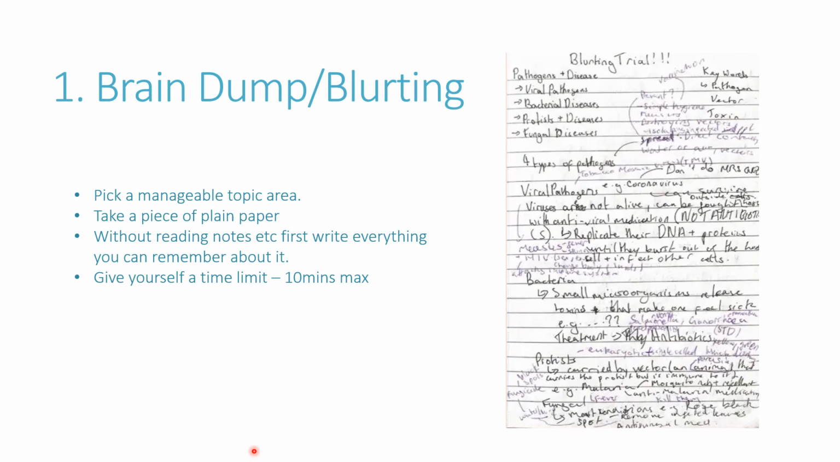So brain dumping or blurting. So lots of people have already heard about this. What you do is you take that manageable little topic area, nothing huge, take a piece of plain paper and don't do any kind of preparation for this. Don't read the notes, don't look at anything. You want your brain to be kind of cold with this. And you just start to write down everything you can remember or that you know about that little topic area. And you can also include drawings and diagrams if that helps as well. Give yourself a little time limit, like a challenge. Set a timer, 10 minutes-ish, and see what appears in your blurt.